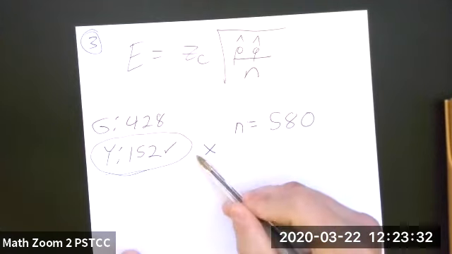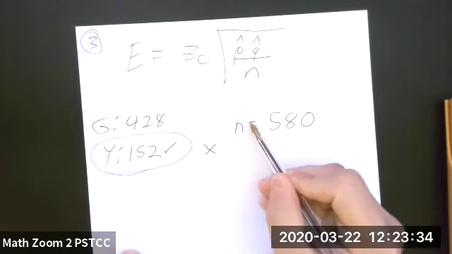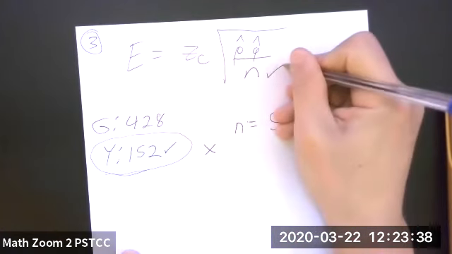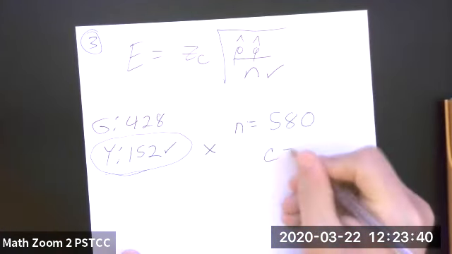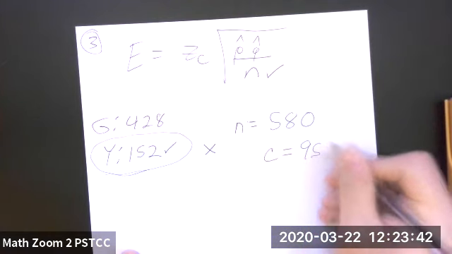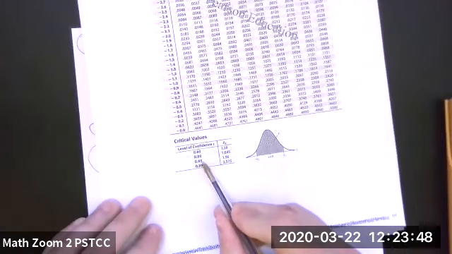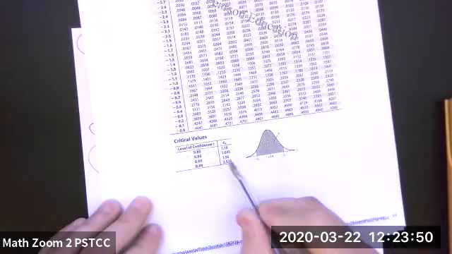Now that we have this information, we can solve the problem like the other two. We have the sample size. The confidence level is 95% this time. If we go to our z-chart, for 0.95, the z critical is 1.96.